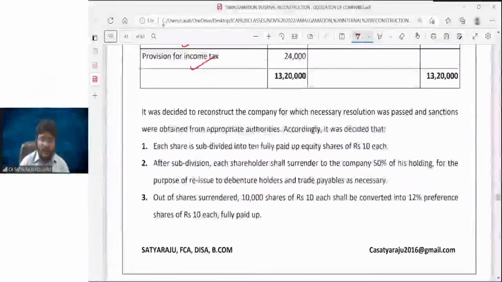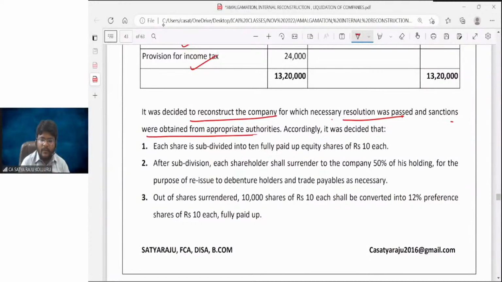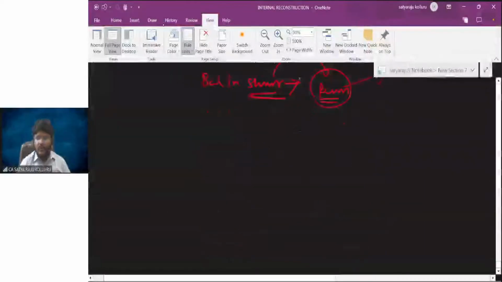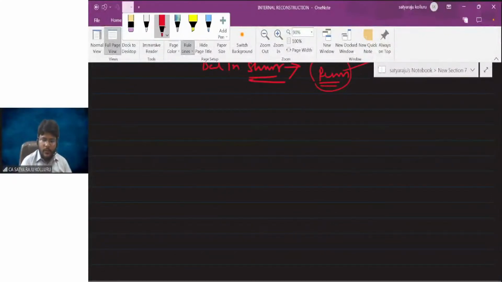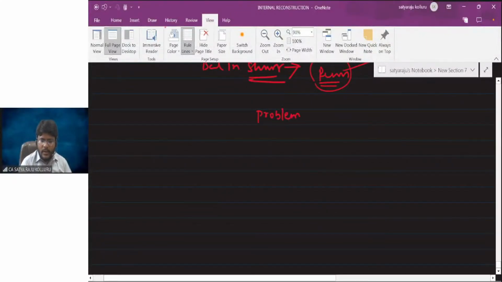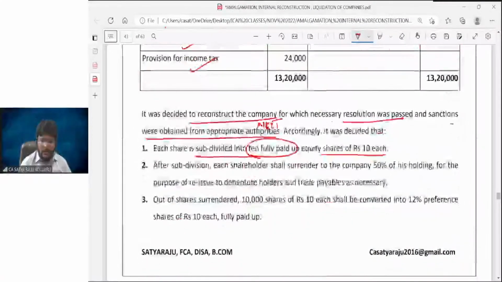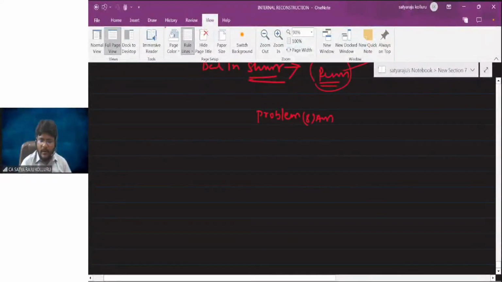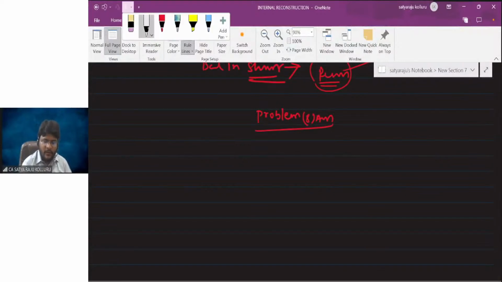Further information, it was decided to reconstruct the company for which necessary resolution was passed and the sanctions were obtained from the appropriate authorities. Appropriate authority means NCLT. Accordingly, it was decided that each share is subdivided into 10 fully paid up equity shares of rupees 10 each. Each share is subdivided into 10 fully paid up equity shares. This is problem 8. So let me read point by point and finish here.